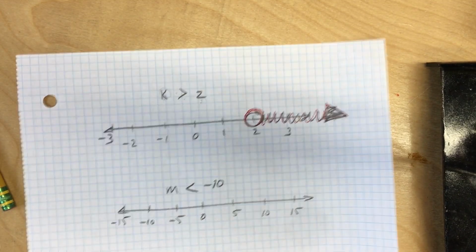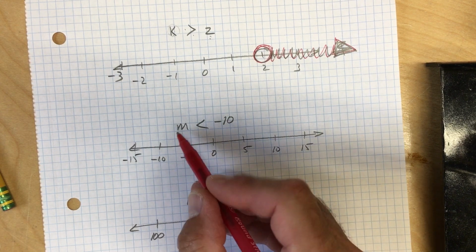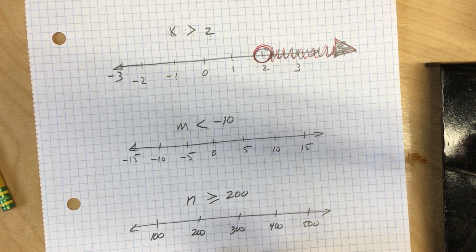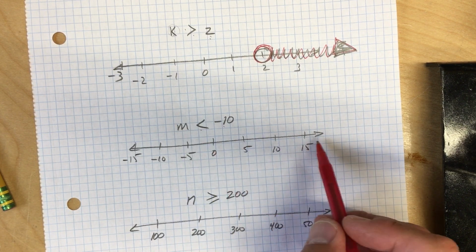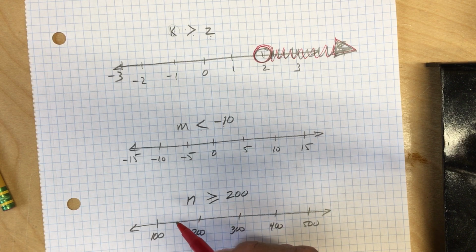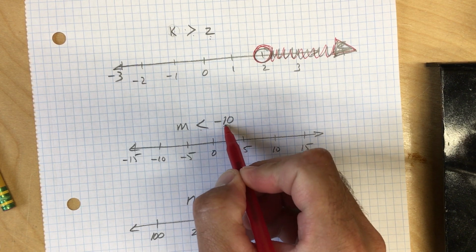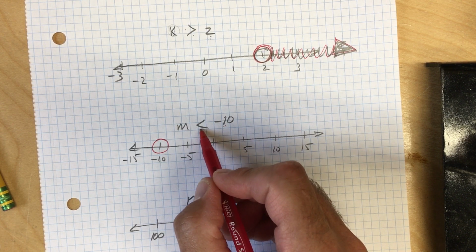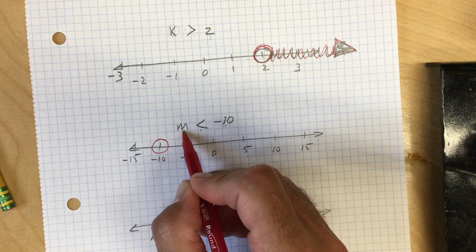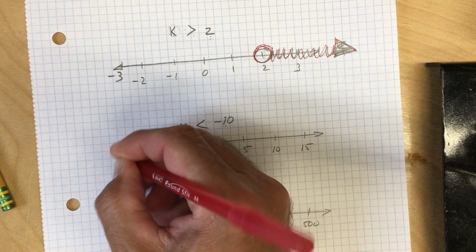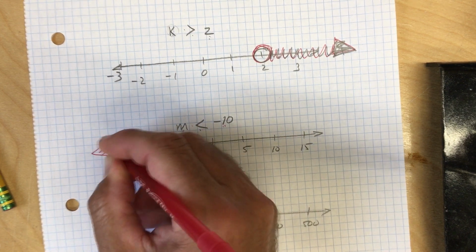Okay, let's do another one. Okay, m less than -10. Did you notice that this number line doesn't go by 1s, it goes by 5s? Yeah, you can do that. All right, I'm going to find -10, put a circle around it. It's not an equal, so it's not filled in. We want the m values, the numbers that are less than -10. Less than goes that direction.